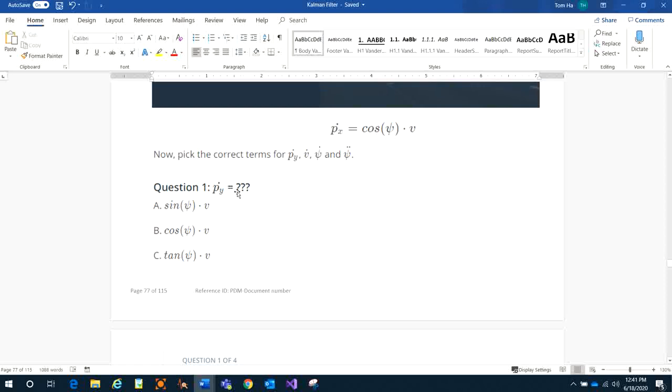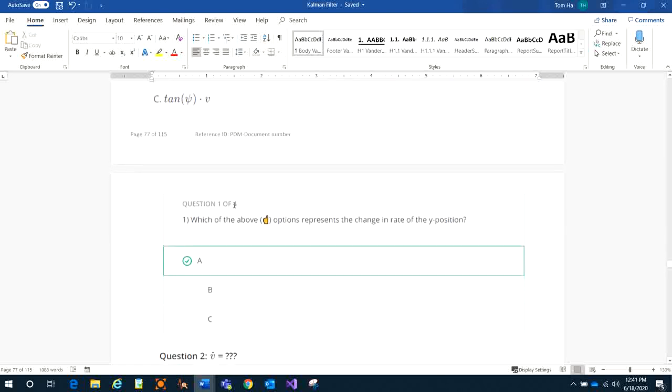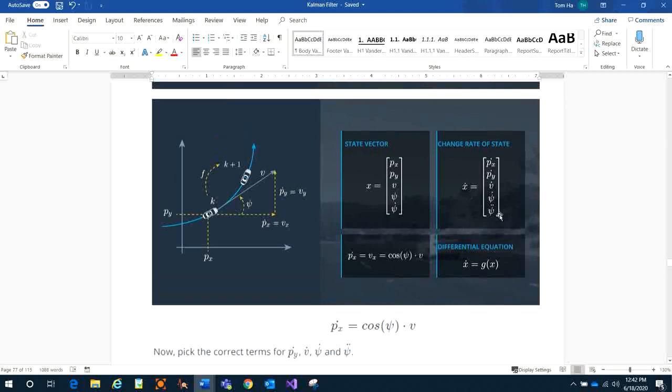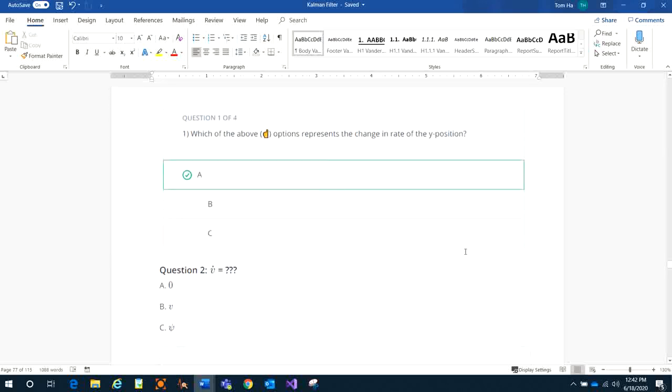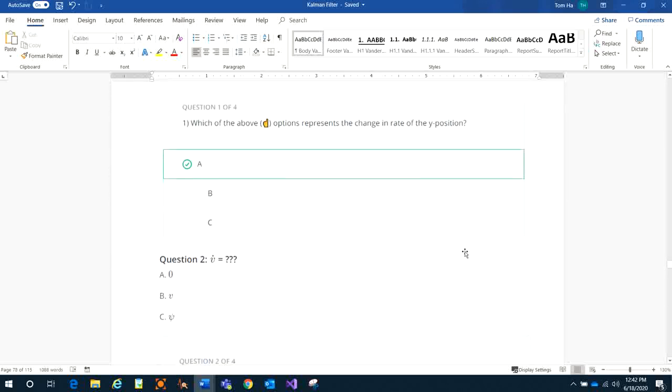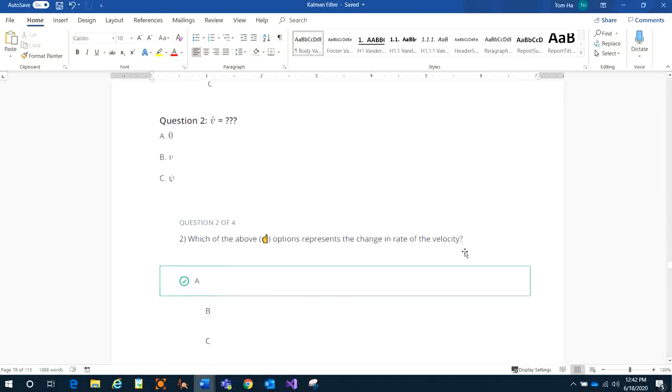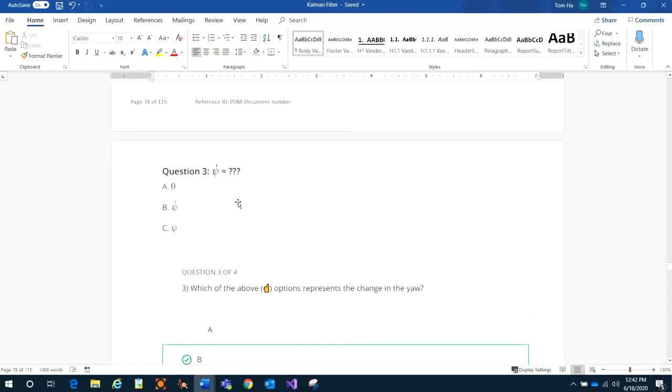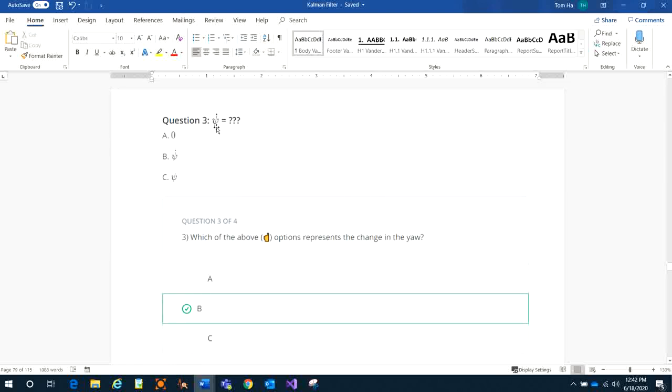So what is P_y dot? You can guess, it's sine, right? And how about the other elements of the state, V dot, psi dot, and psi dot dot? Let's continue with another question. What is the rate of change of the velocity? What do you think? It has to be zero. Why? Because we assume constant velocity. And the turning rate doesn't change either, right?